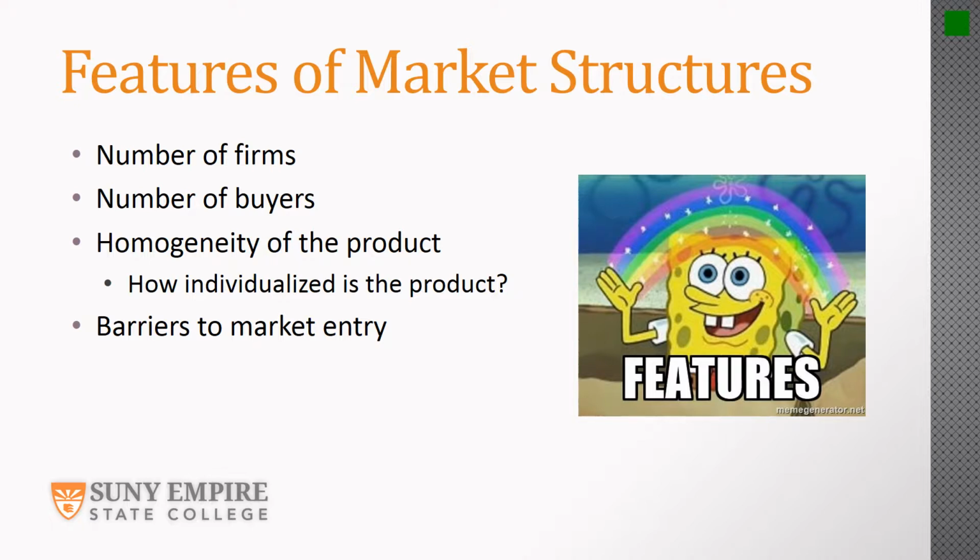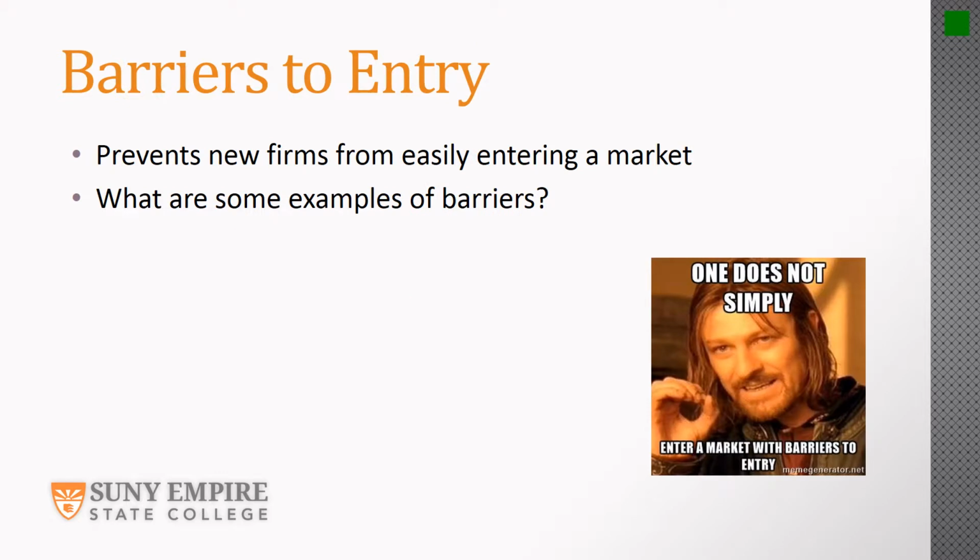Perhaps the most important feature of a marketplace in determining its structure is the presence or absence of barriers to market entry. A barrier to entry is something that prevents new firms from easily entering a market. Sometimes these barriers are natural, being a part of the particular product sold. Other barriers are artificial, created specifically for keeping the number of firms in a market small. What are some examples of these barriers to market entry?